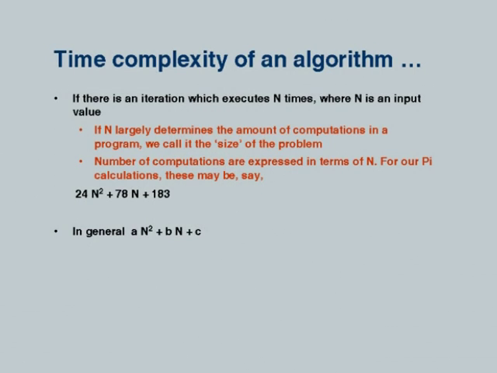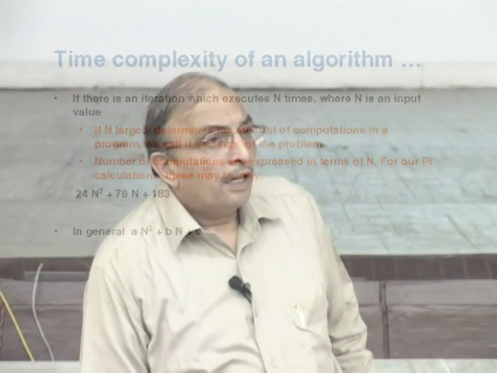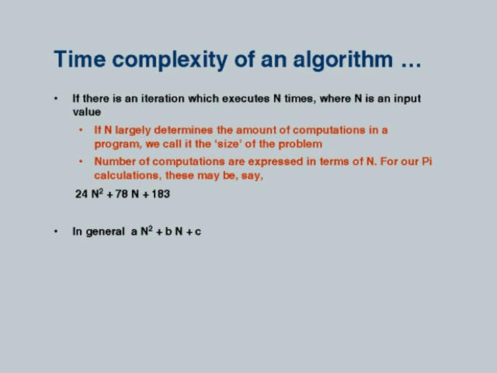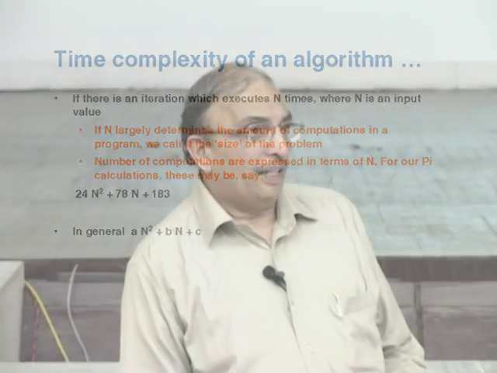For example, for our pi calculations, we already know that the nested iteration will execute n square times. Within n square times, we are doing some arithmetic, comparison, multiplication, whatever. I have given some arbitrary values here: 24 n square plus 78 n plus 183. These are, let's say, the total number of units of time that this program takes. How do I calculate these?